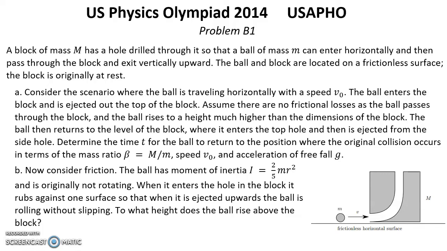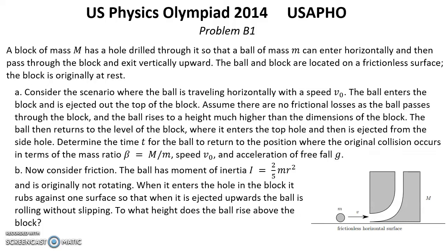The ball and block are located on a frictionless surface. The block is originally at rest. Question A. Consider the scenario where the ball is traveling horizontally with a speed v0. The ball enters the block and is ejected out the top of the block. Assume there are no frictional losses as the ball passes through the block, and the ball rises to a height much higher than the dimensions of the block.